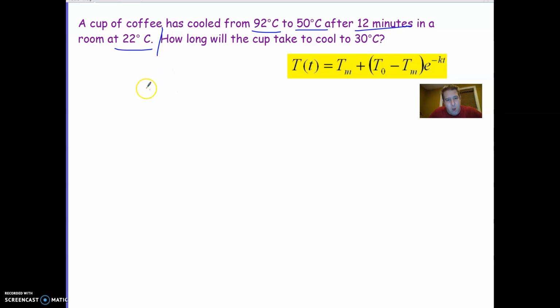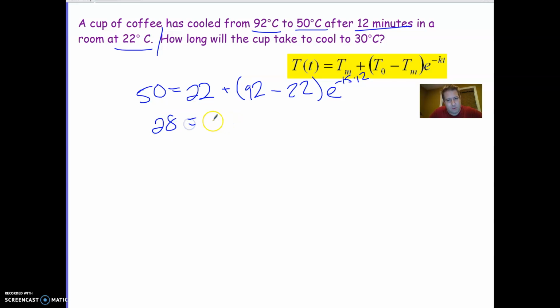All right, so we know what the temperature was at the end equals the temperature of the surrounding air plus T of 0, which is 92 degrees, minus 22 degrees times E to the we don't know K times 12 amount of minutes. All right, subtract 22 from both sides, and we get 28 equals, this ends up being 70 times E to the negative 12K power. Divide both sides by 70. That cancels out here. Then do natural log to cancel out the E. Then divide it by negative 12. And that's the formula for K.